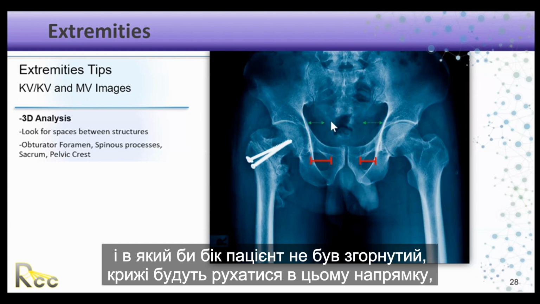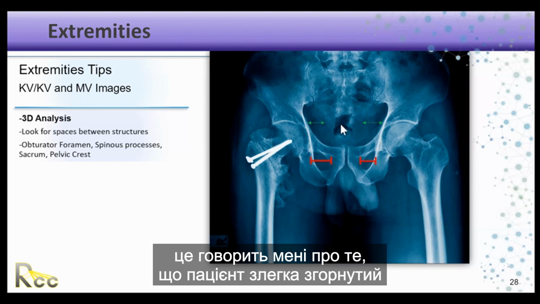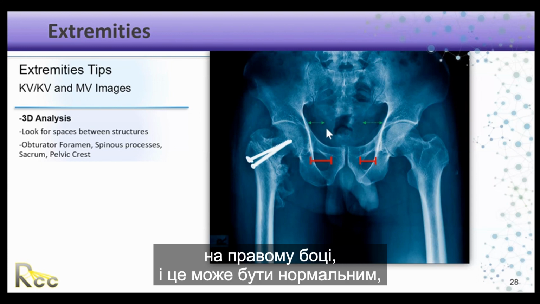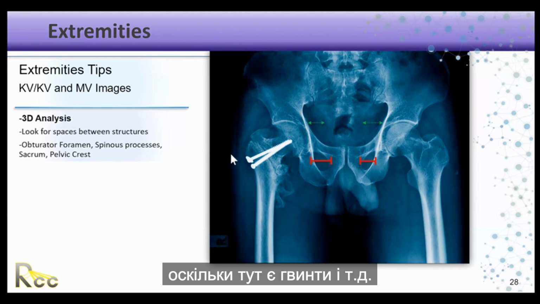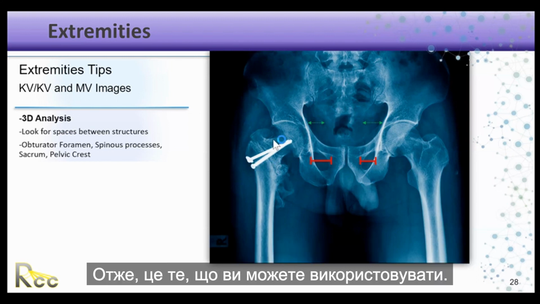And whichever way the patient is rolled up, the sacrum will kind of go in that direction. So that's what's telling me that the patient is rolled up on the right side slightly. And that might be normal because of the screws in here, et cetera. But that's something that you can use.